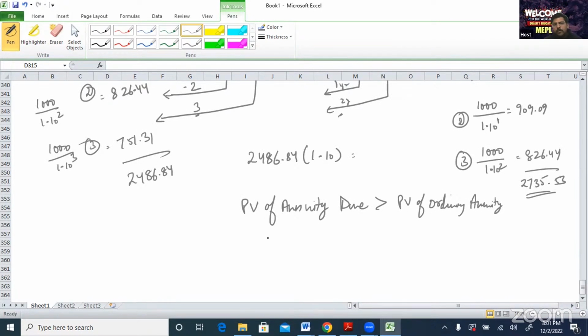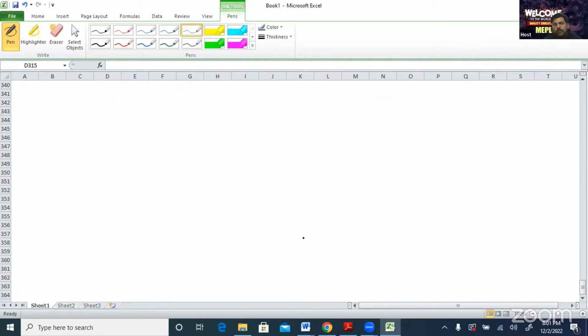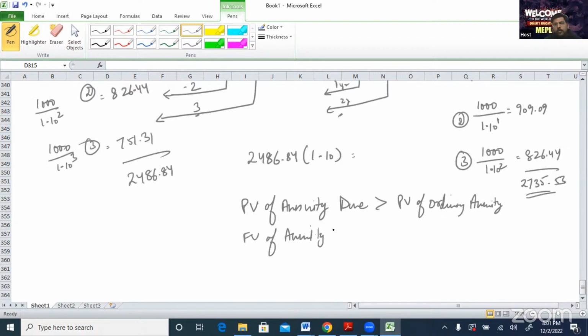and future value of annuity due is also greater than future value of ordinary annuity. Okay. So whether it is present value or future value, annuity due values are greater. As simple as that. Annuity due values are greater, as simple as that. Okay. I hope this is fine.